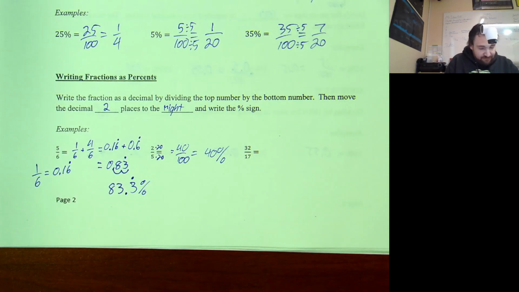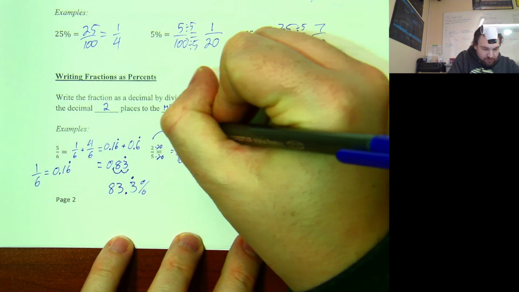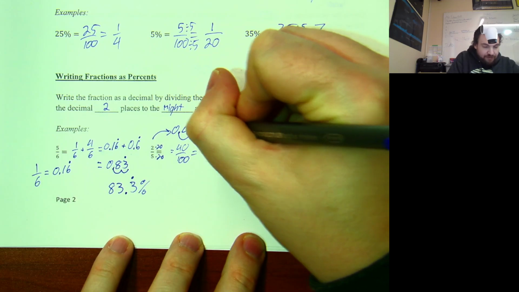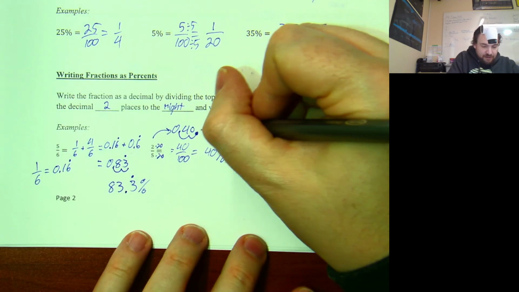Yes. After that, do we have to put the 40 over 100 or can we just put the percentage? You could have skipped to the percentage because the fifths are ones that I do kind of expect you to know. So 2/5 is 0.4. And then you move it twice. It's a 0 there. You could have done it that way as well.